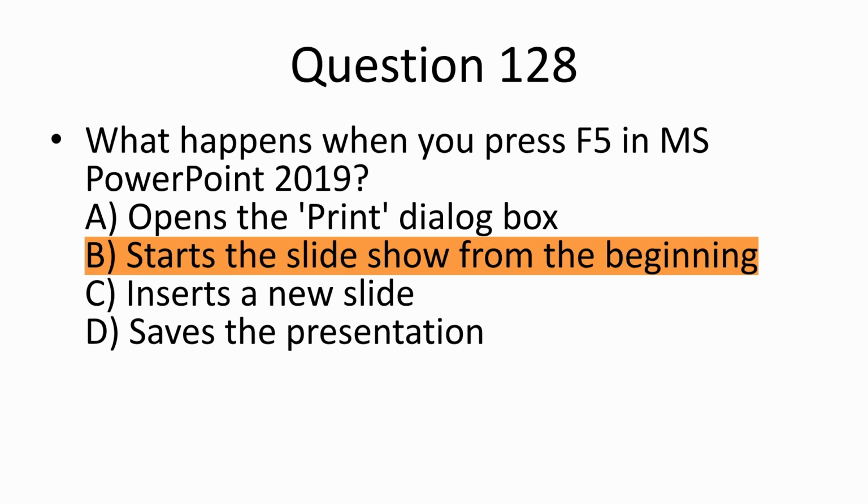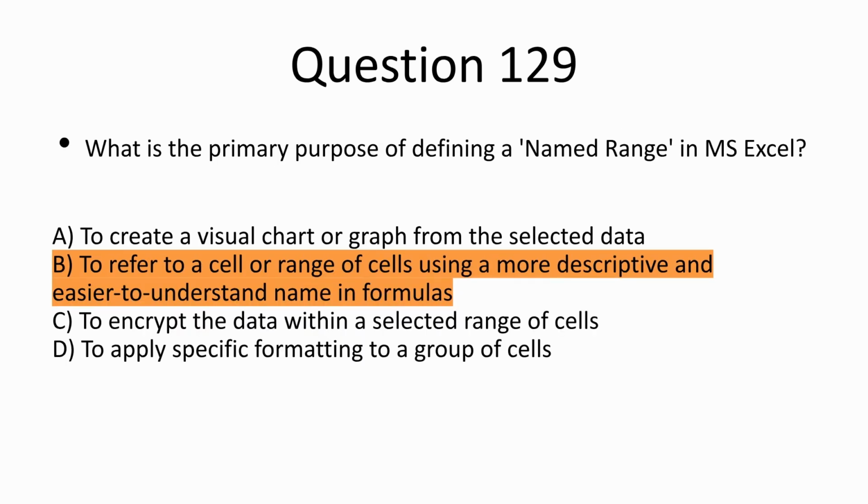Question 128. What happens when you press F5 in MS PowerPoint 2019? Pressing F5, B, starts the slideshow from the beginning. Question 129 asks, what is the primary purpose of defining a named range in MS Excel? The purpose is B. To refer to a cell or range of cells using a more descriptive name in formulas.